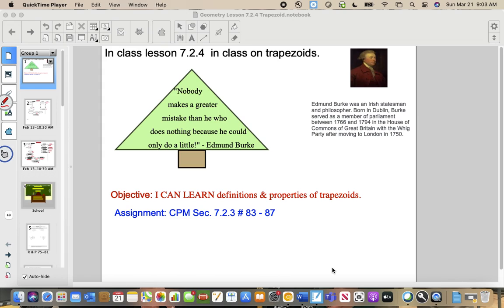Welcome to geometry class. This is the in-class lesson for section 7.2.4 on trapezoids. Nobody makes a greater mistake than he who does nothing because he could do only a little. Edmund Burke said that. Our objective today is I can learn definitions and properties of trapezoids, and our assignment will be CPM section 7.23, numbers 83 through 87.